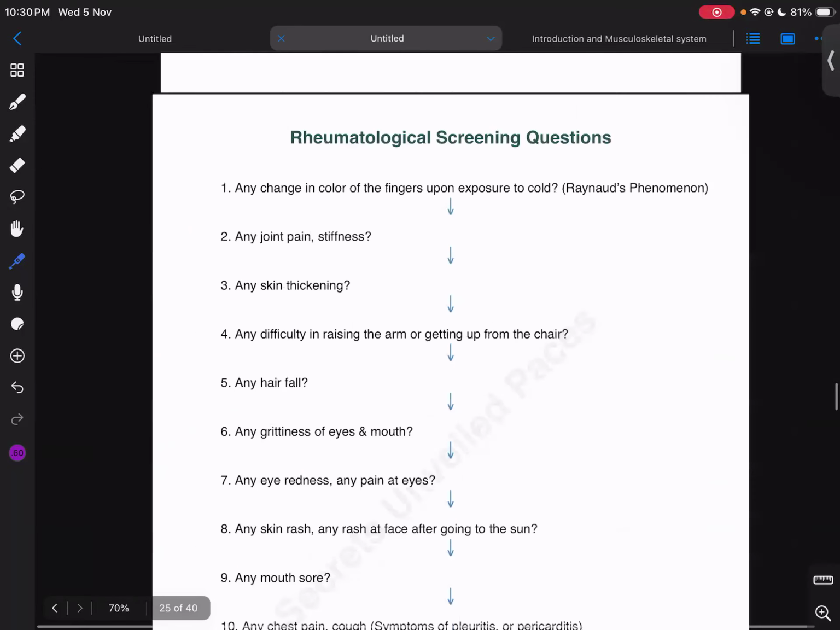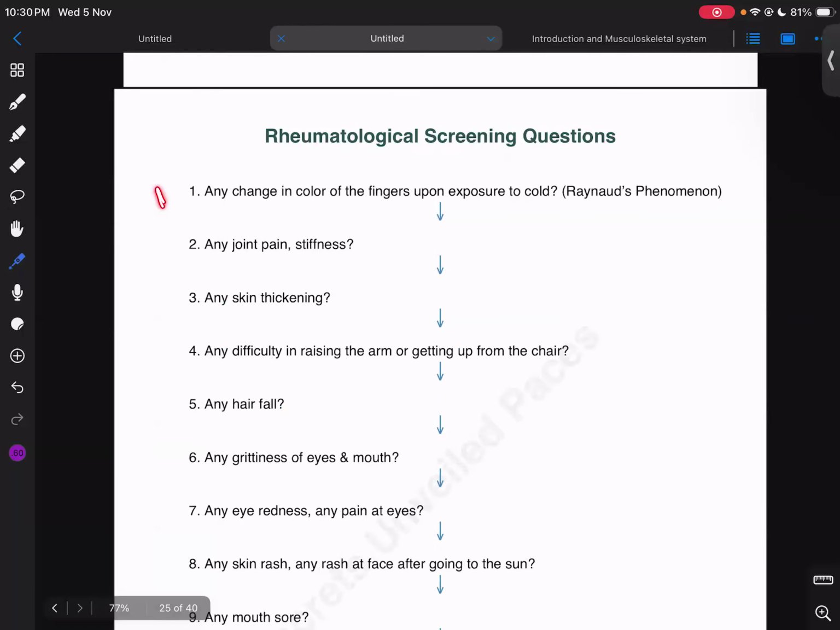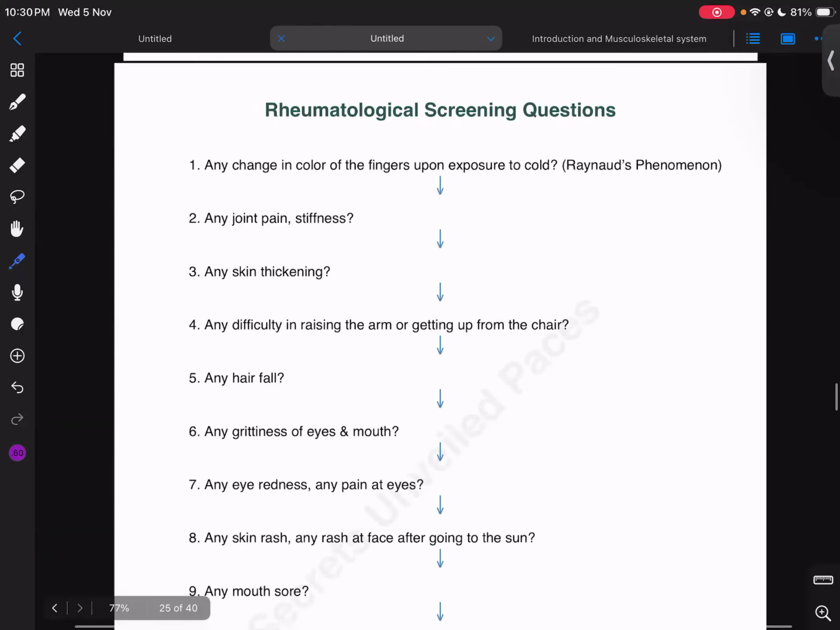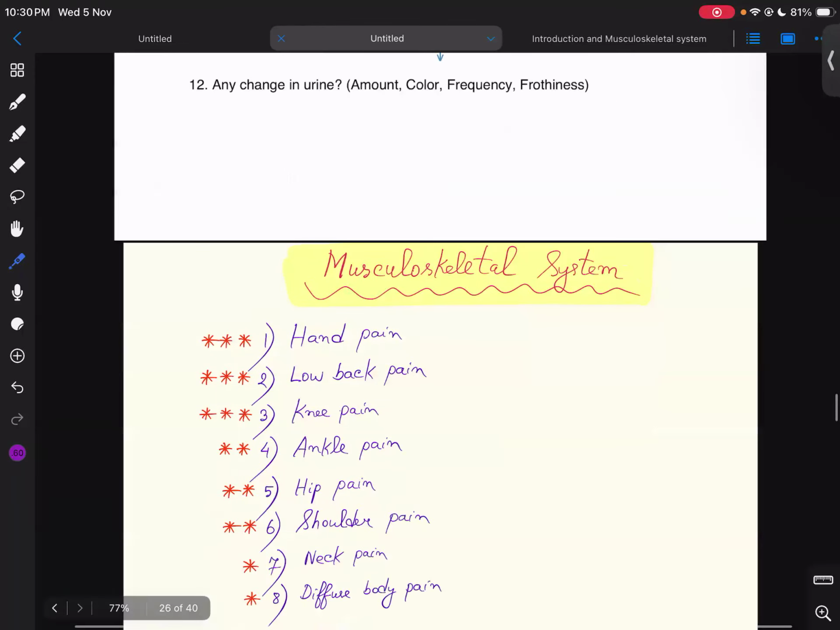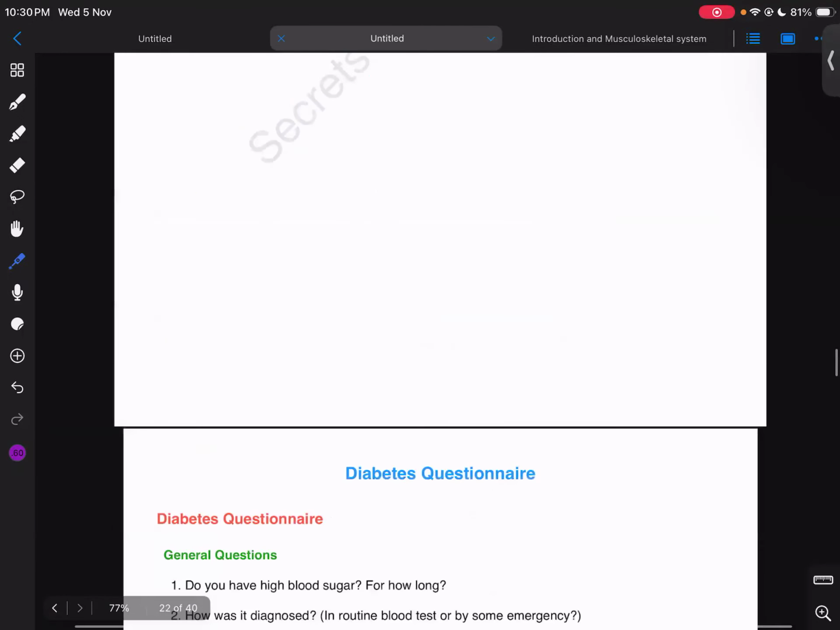Then this is the sequence of questions of rheumatological screening. Whenever you get any positive rheumatological symptom, you have to ask this sequence of questions starting from the hand. Like any change in color of the finger upon exposure to the cold. I think this will be better if we discuss the prompt, because this is there today in the musculoskeletal and rheumatological system. So this is all about the course structure and the introduction.